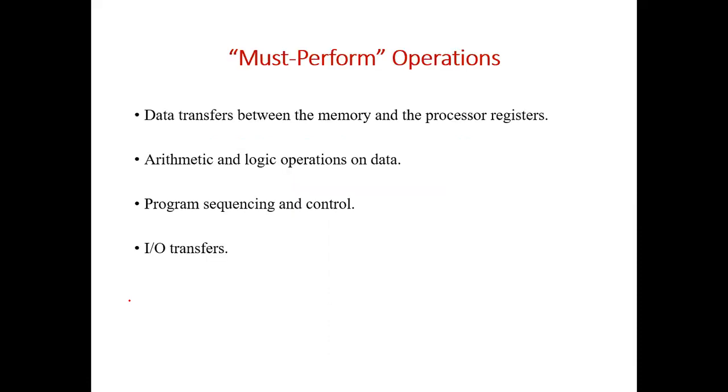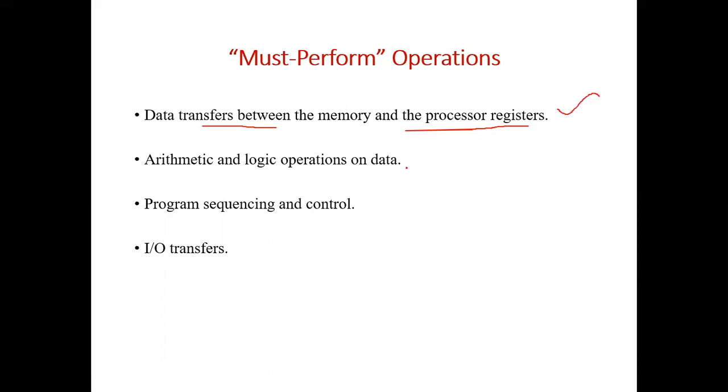A typical computer should be able to handle these four types of instructions. So what are they? First, a typical computer should have instructions for transferring data between memory and processor registers. In processors, we'll have general purpose registers. So there should be some set of instructions available to transfer data from memory to registers and also from registers to memory.